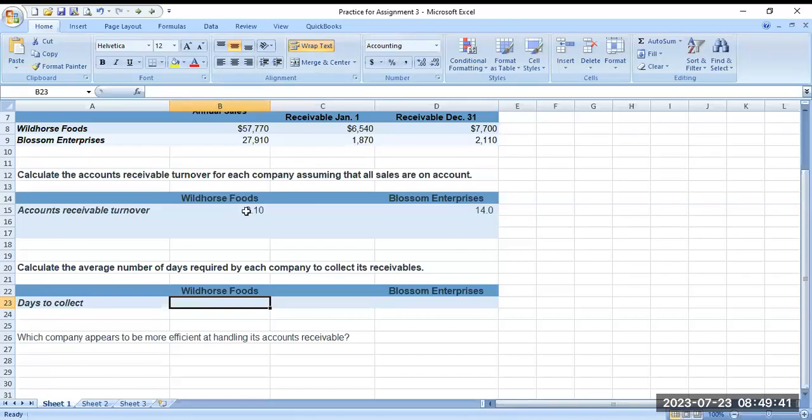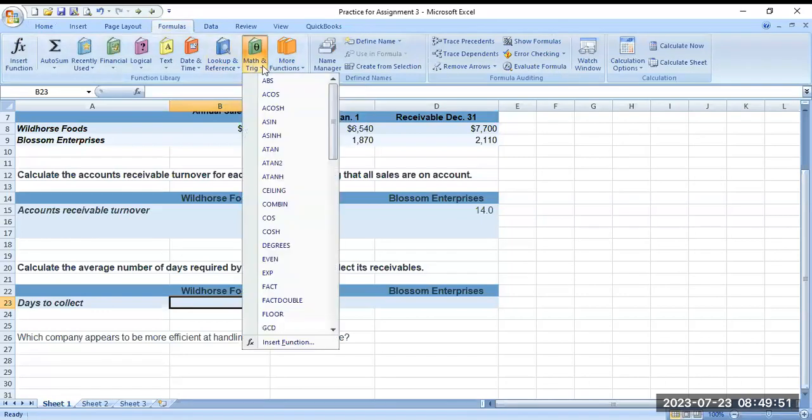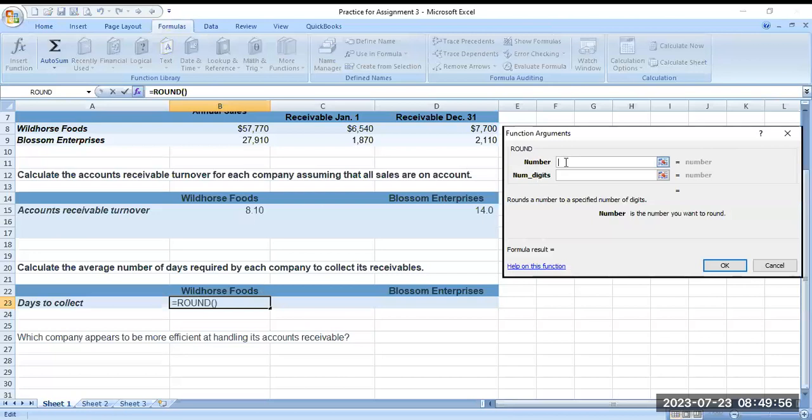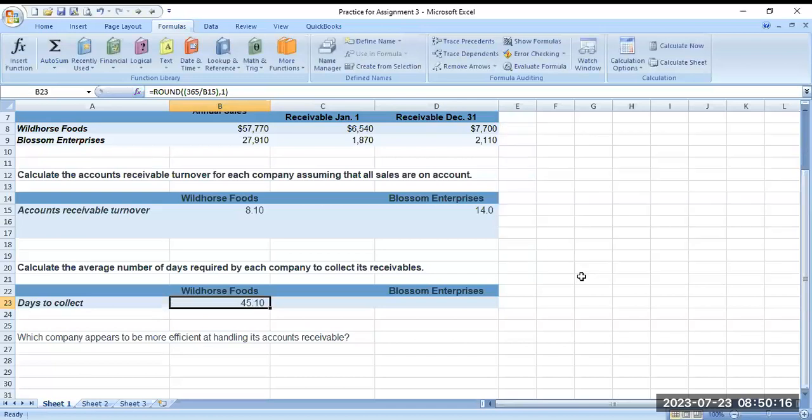Now again, the publisher asks us to round our answer to 1 decimal. So let's do it. Same thing, we're going to go to formulas, math and trigonometric functions, and go to round. On the supportive screen, we're going to get 365 divided by our turnover that we already calculated, close the brackets, and we're going to have the days. We're going to put number 1 for 1 decimal, and we're going to get our number.